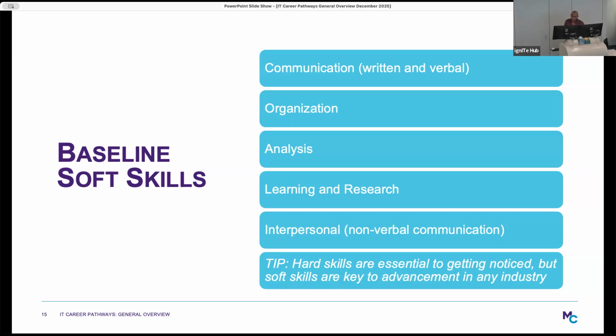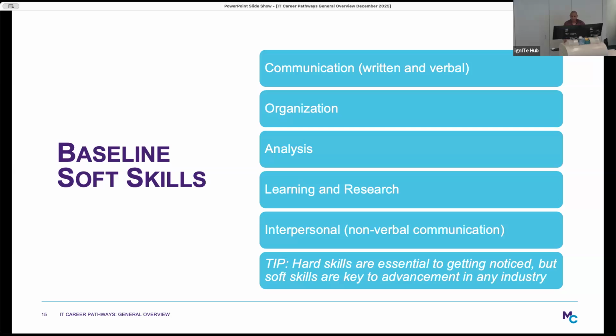Somebody mentioned interpersonal communication. There's the nonverbal, the customer service that somebody mentioned, the capacity of being amenable and being able to work under pressure, resolve issues, that kind of stuff. And we have that tip: hard skills are essential to getting noticed. So those certifications, that knowledge, those degrees, but those soft skills are key to advancement in any industry. It doesn't have to be IT. It's very important. So very good, guys, very good.